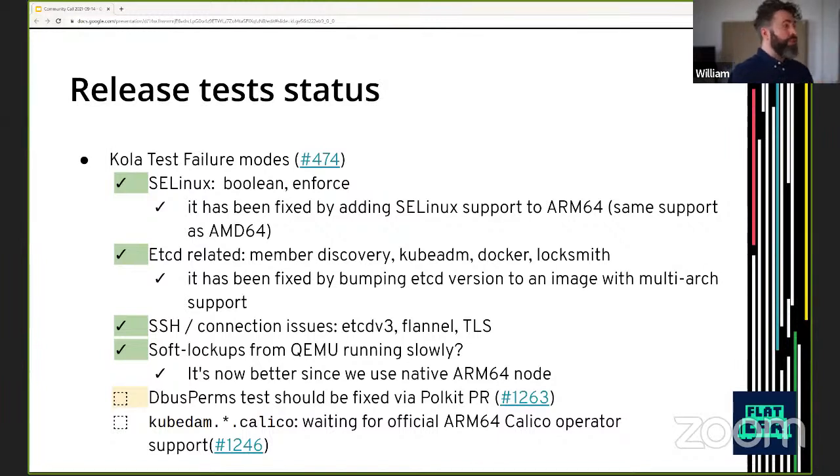As soon as we resolve this Polkit issue, we'll be transitioning ARM64 to beta with the next major beta release, and then to stable after that. We'll have a more firm time frame for those steps in a future community call. And then on this slide, there are referenced GitHub issues and pull requests related to the outstanding tests that still need to be resolved. Next slide, please, Thilo.